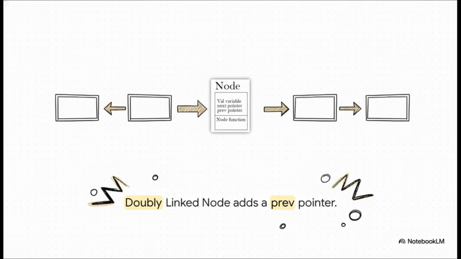To make this happen, we need to upgrade our node's anatomy. Our new doubly linked node struct still has the data value and the next pointer, but we've added a crucial third element, the prev pointer. This explicitly stores the memory address of the previous node in the list.